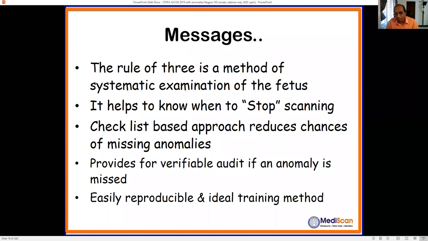Then you have to tell the patient, see, after some time the baby will move. So you go out, have a cup of coffee and come back. Then we will redo that. Or you go and come back tomorrow. I'll keep your checklist pending before we close the second trimester targeted scan as complete. So a checklist-based approach is important. It provides for a verifiable audit if an anomaly is missed, and it is easily reproducible and an ideal training method.